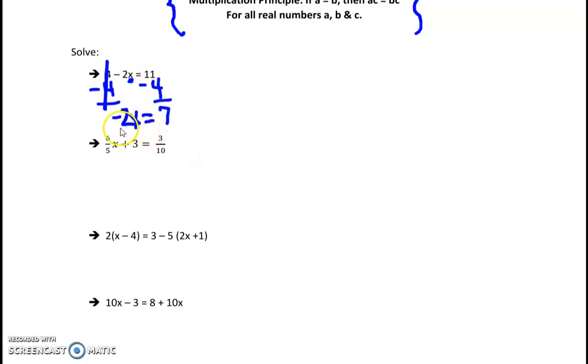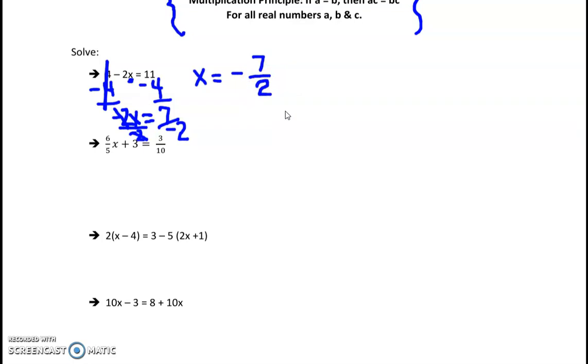So now I will divide by the negative 2. Again, we are working toward getting x by itself, so I'm dividing by the coefficient, or the number that's in front of the x. So those cancel out, and I'm left with just x on the left. And on the right-hand side, I have what I believe is my solution, 7 divided by negative 2, which is negative 7 over 2.